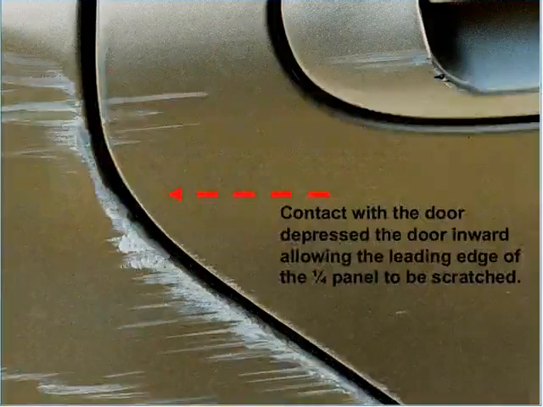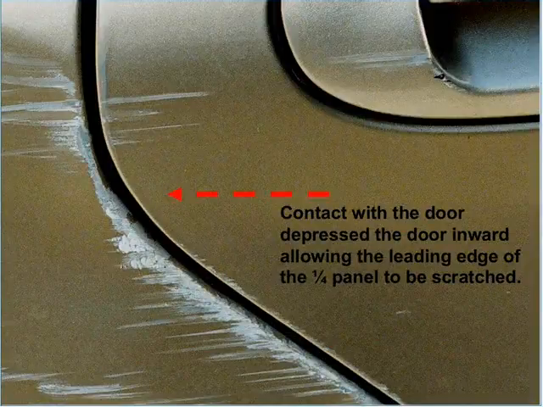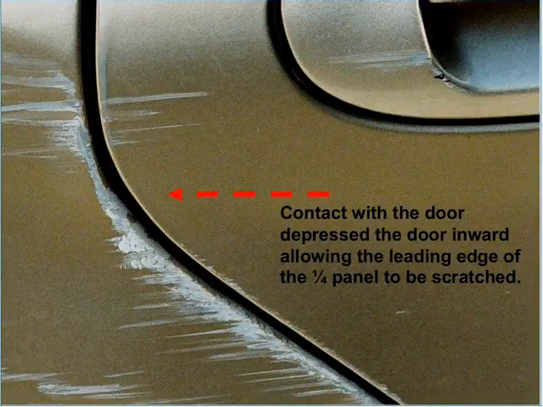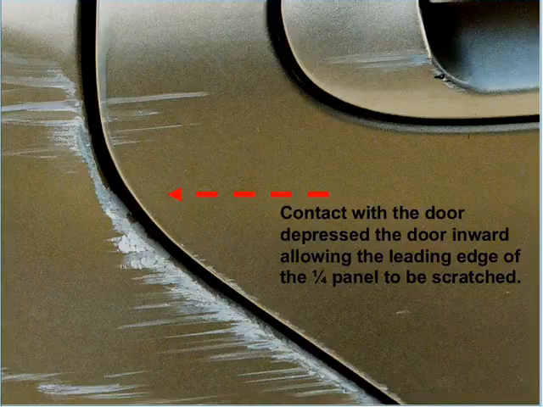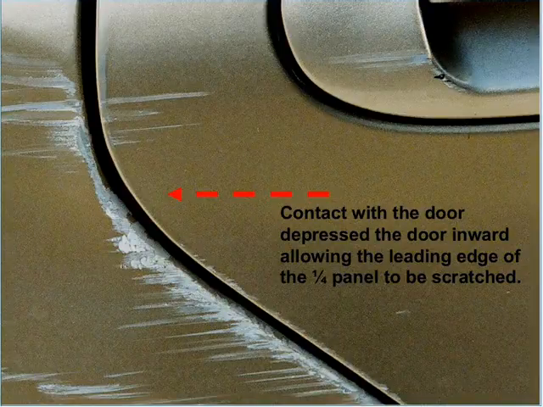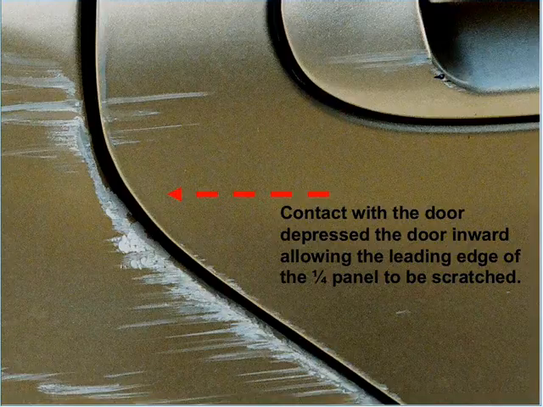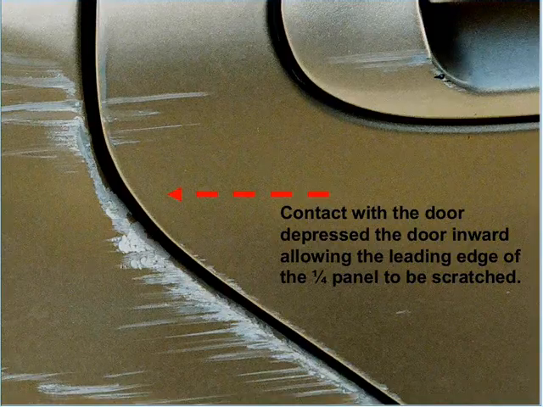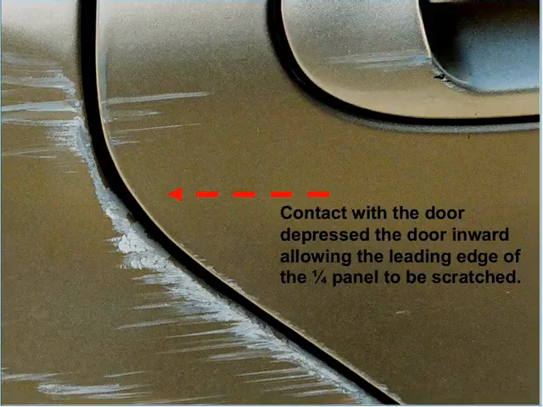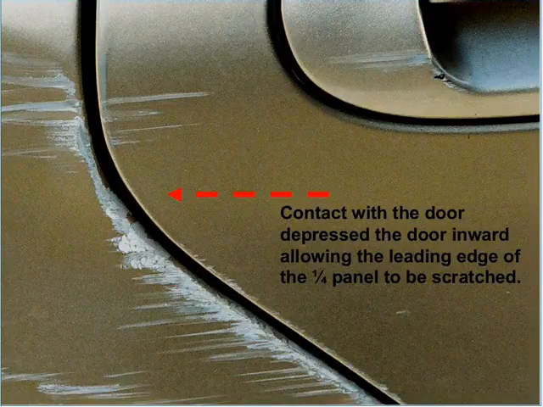When we look at the next slide here, there we go. Contact with the door depresses the door inward, allowing the leading edge of the quarter panel to be scratched. So as you can see, the arrow is pointing to the leading edge of the quarter panel, and you can see that the front of that leading edge has been abraded and scratched.